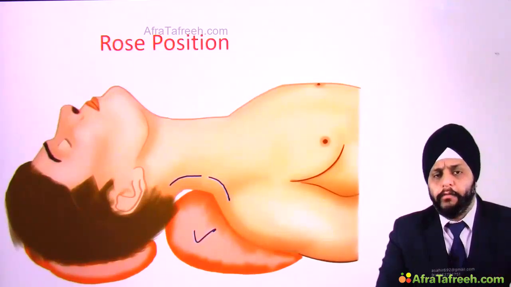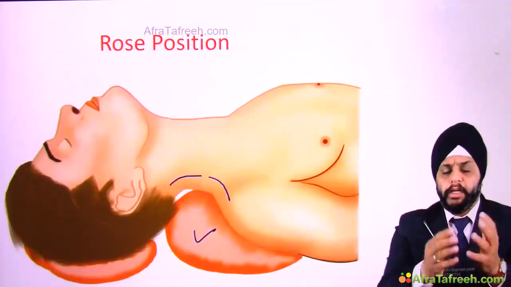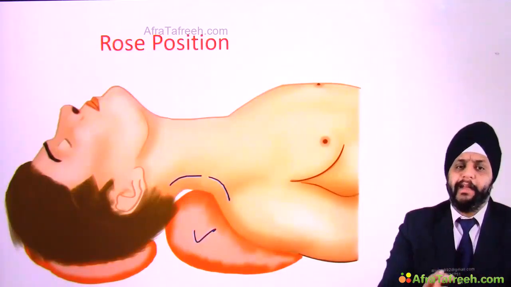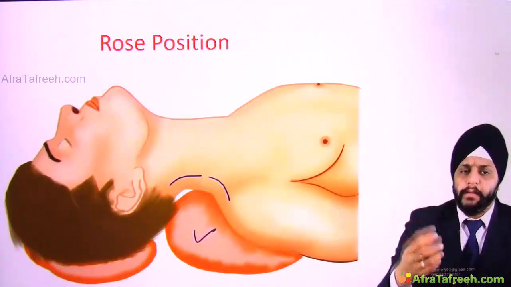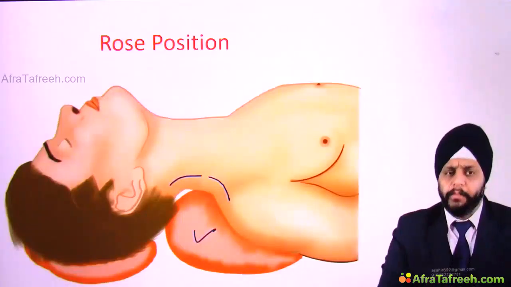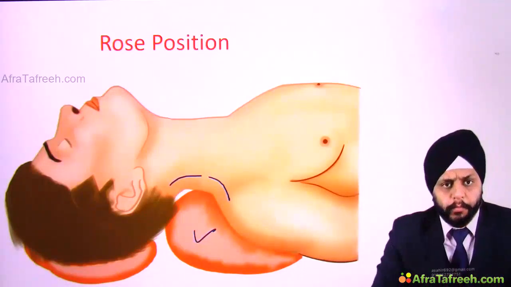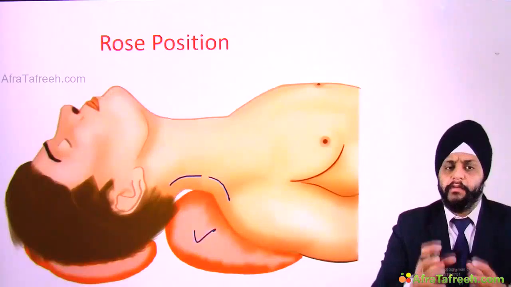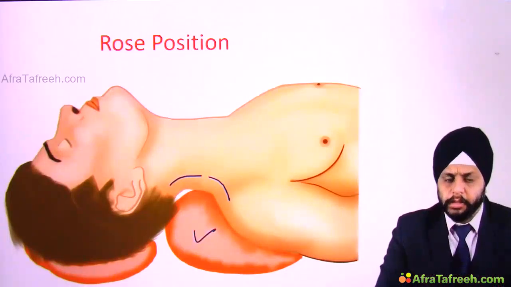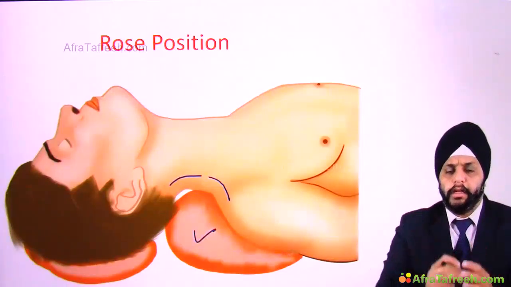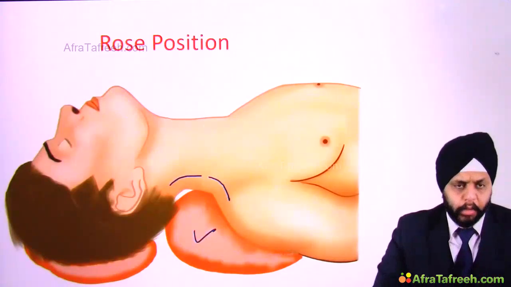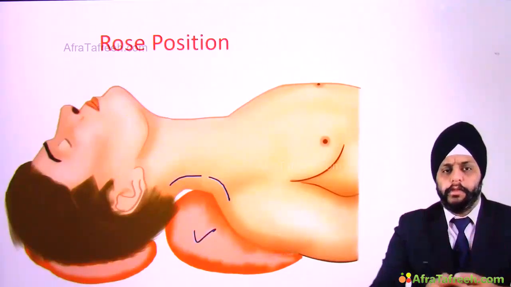The advantage of rose position is that if there is bleeding during tonsillectomy, it prevents the blood from going into the trachea and bronchi, that means the respiratory pathway. So it prevents the aspiration of blood. That is why we use rose position. The cervical and the thoracocervical joints both are in extension. How do we remember the rose position?